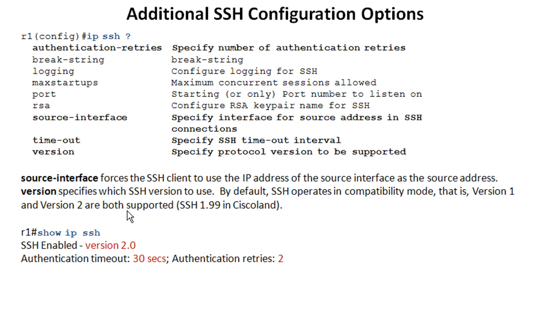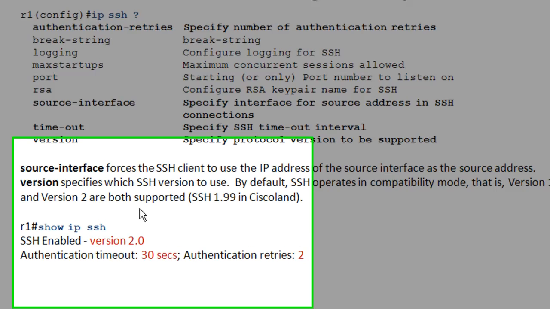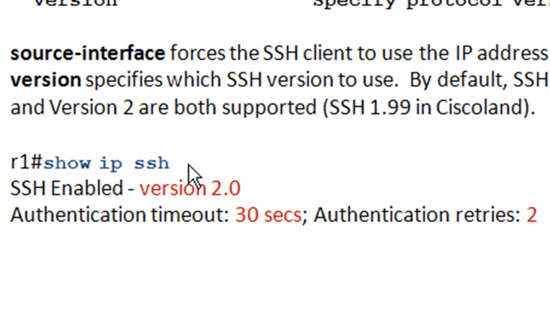The version, this is a big one. If you want to specify which SSH version to use, by default you're going to use compatibility mode, which is version 1 and version 2, which is referred to as SSH-1.99 in Ciscoese. And you can see here again with the show IP SSH command that you can verify at least the version. You can't verify the source interface. And here I've set it to version 2 instead of using the compatibility version. I've also changed the authentication timeout from the default of 120 seconds to 30 seconds and changed the authentication retries from the default of 3 to 2.